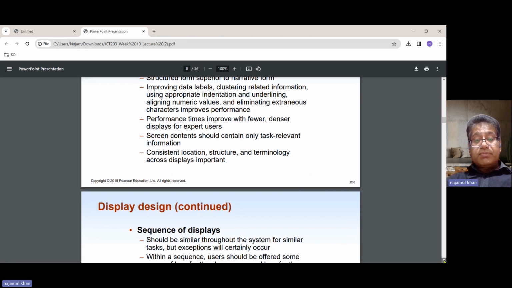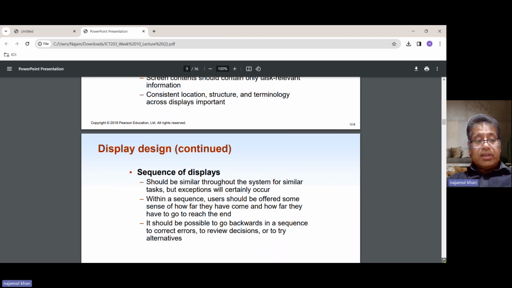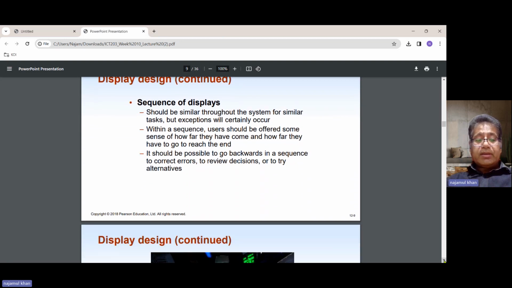Yeah. Sequence of displays, guys. This is also important. It should be similar throughout the system for similar tasks, but exceptions will certainly occur. This is important too. You can develop this kind of information as well. It should be possible to go backwards in a sequence to correct errors, to review decisions, to try different alternatives. So very, very good information here in terms of your website development.